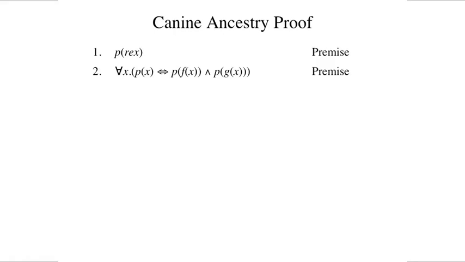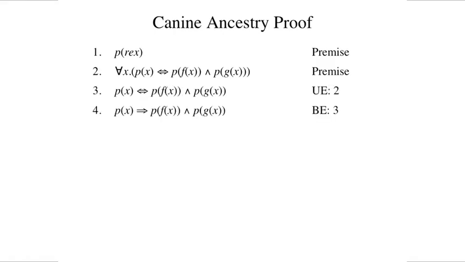Here's a proof of our conclusion. We start with the premise that Rex is purebred. We also have our constraint on purebred animals. First, we use universal elimination to instantiate the second premise, and then we use biconditional elimination on the biconditional in line 3 to produce the implication on line 4. On line 5, we'll start a subproof with the assumption that X is purebred. Now we can use implication elimination on our assumption and the implication on line 4 to produce the conclusion on line 6.